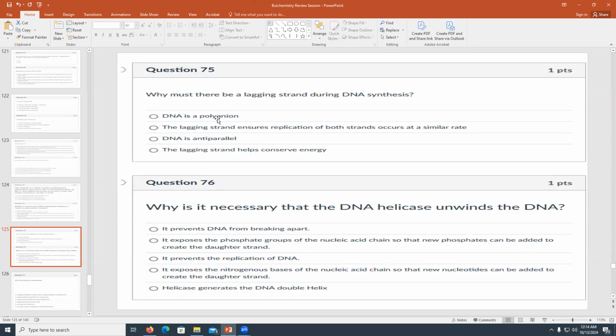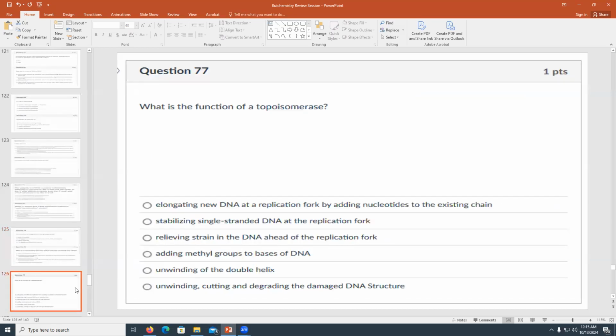Why must there be a lagging strand during DNA synthesis? Because the DNA is anti-parallel, so you're going to make these Okazaki fragments. Why is it necessary that the DNA helicase unwind the DNA? It's important because it exposes the nitrogenous bases of the nucleic acid chain so that new nucleotides can be added to create the daughter strand.